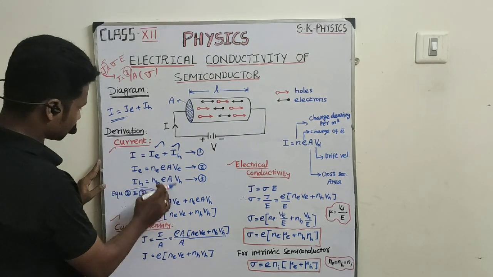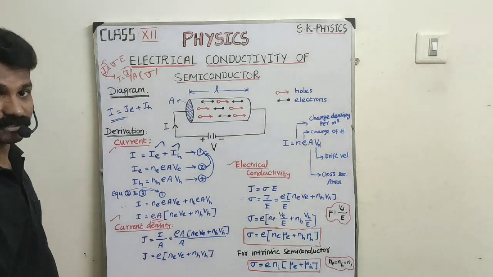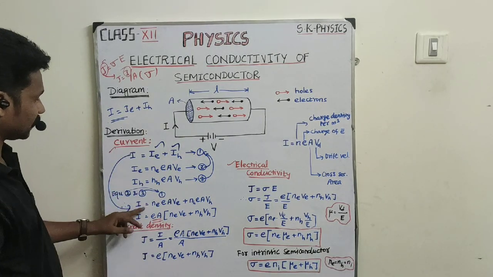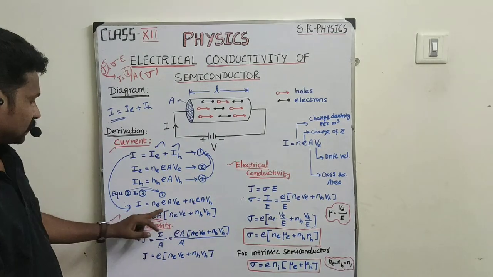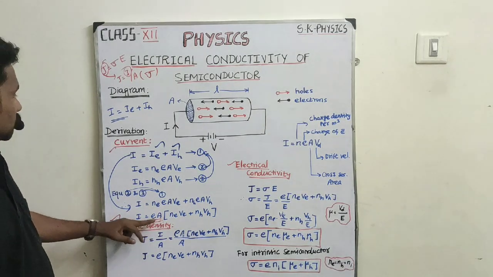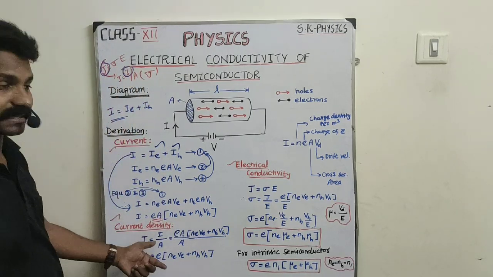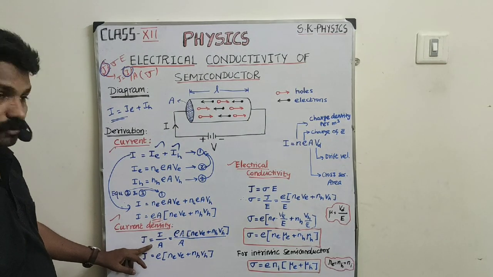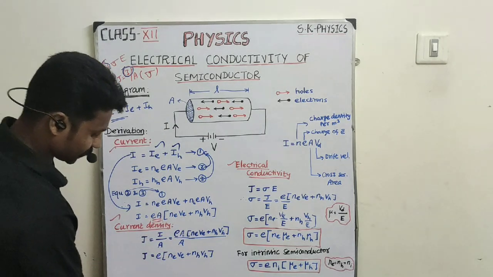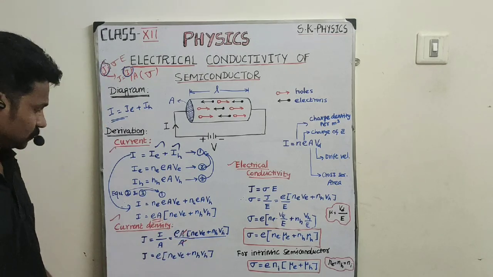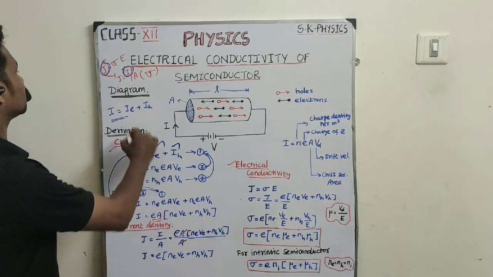Okay students, now we apply equations 2 and 3 in equation number 1. Equation 1 becomes I is equal to the I_e value substituted, then the I_h value substituted, and then we take e commonly outside. So the current part is over. The second one is current density. J is equal to current divided by unit area. The current value we already found, then we divide by area, so the area cancels. The remaining term is e into (n_e v_e plus n_h v_h). So the second part is also over.